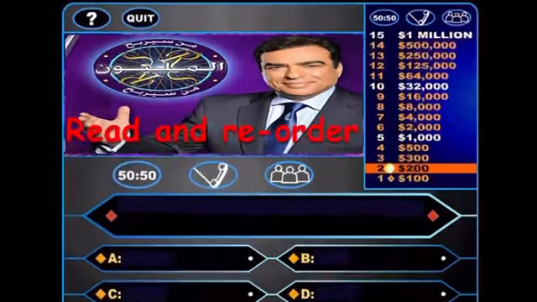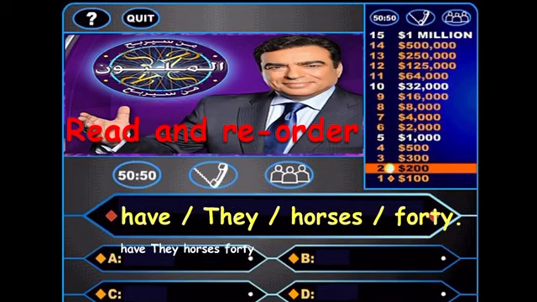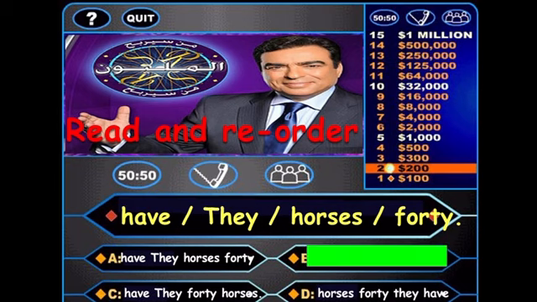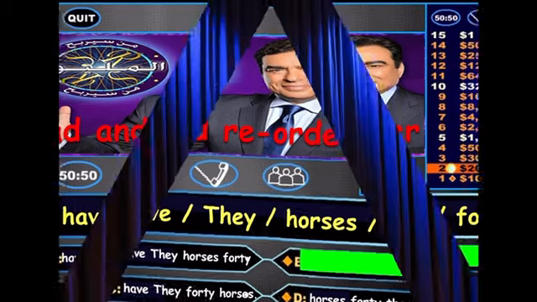Well done, my friends. Here, have they horses forty? Which one? Yes, which one? They have forty horses. Excellent, my friends. Now we finished our lesson today.